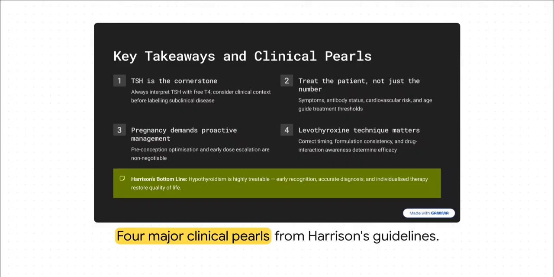All right, let's bring the whole shebang together into 4 major clinical pearls, straight from Harrison's guidelines. Number 1, TSH is your diagnostic cornerstone, but always, always interpret it alongside free T4. Number 2, treat the patient, not just the lab numbers. Look at their actual symptoms and their age. Number 3, pregnancy demands immediate and proactive management. And number 4, the administration technique really matters. Taking that levothyroxine on an empty stomach absolutely determines its success.